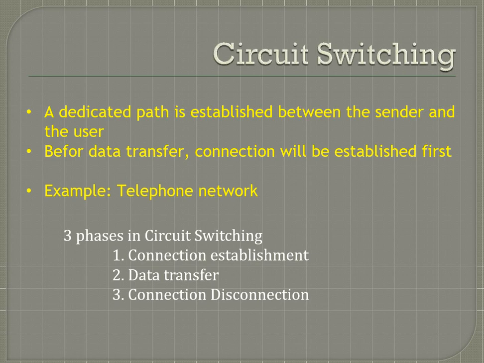The important property of this switching technique is to set up an end-to-end path connection between the sender and the receiver. So circuit switching first creates a connection between the sender and the receiver. Then, in the second step, it transfers the data. After transferring the data, it disconnects the connection which was created for transferring data. These are the three phases in circuit switching: connection establishment, then data transfer, then connection disconnection.